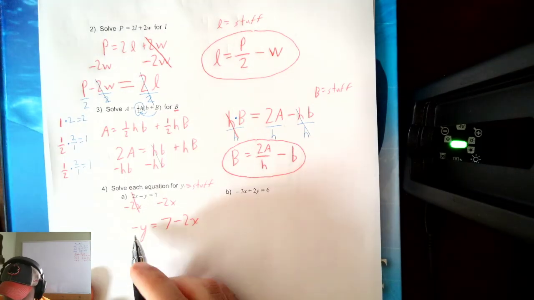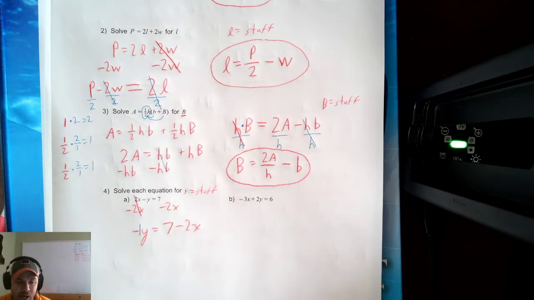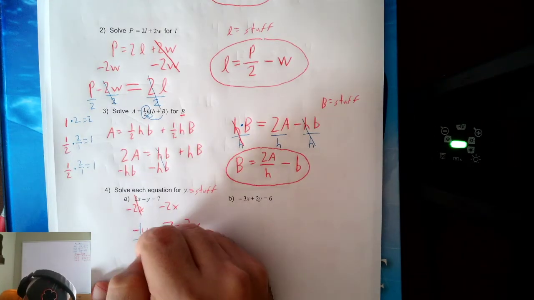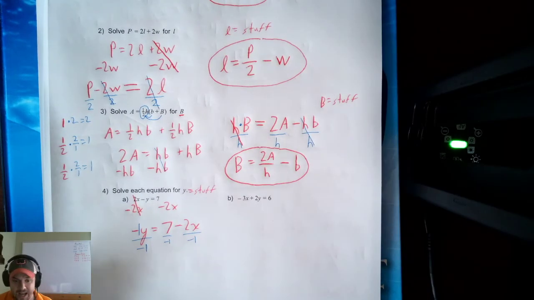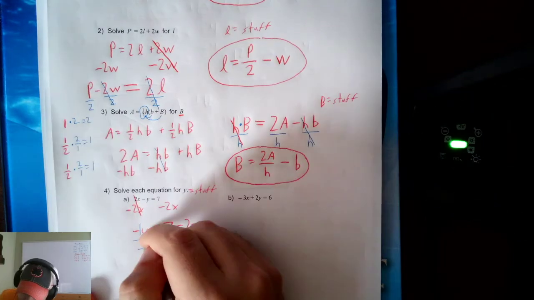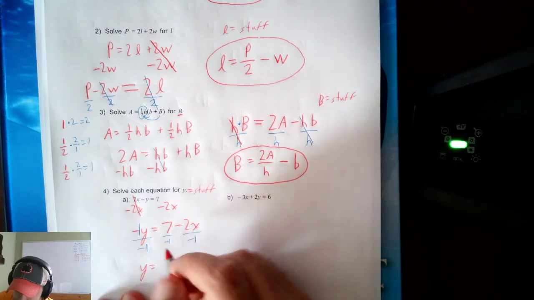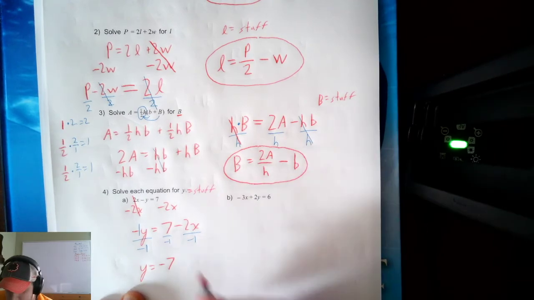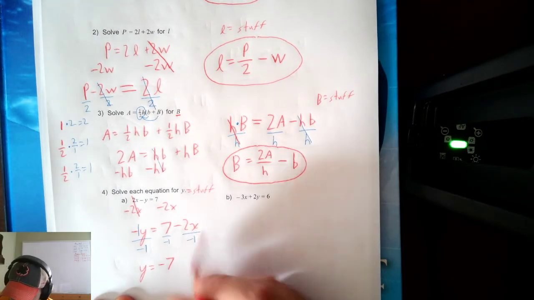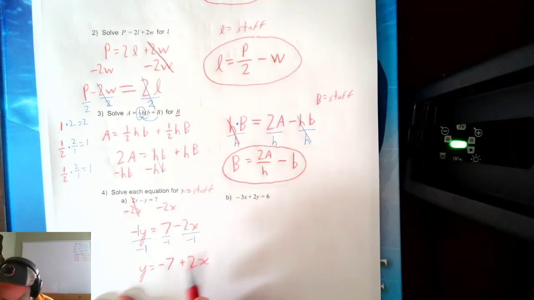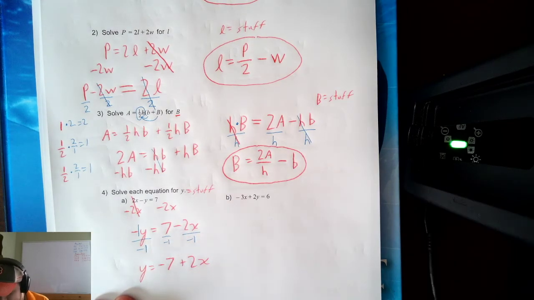Now, negative y. I want positive y, not negative y. Remember, there's a 1 hiding here. It's negative 1y when we have negative y. So I'll divide by negative 1. But remember, I have to divide all terms by negative 1. That will leave me with y equals 7 divided by negative 1. 7 over negative 1 is negative 7, because positive over a negative makes a negative. Minus 2x over negative 1 is a double negative, so that'll be plus 2x. Notice it just flipped the signs. It made the 7 negative and the negative 2x positive. That's what dividing by negative 1 does.